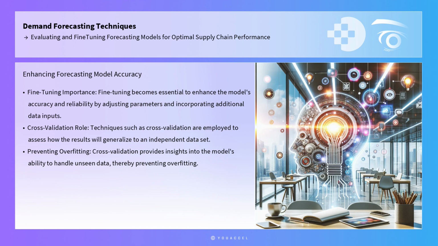This process involves adjusting model parameters and incorporating additional data inputs to better capture the underlying patterns and trends. Techniques such as cross-validation are employed to assess how the results of a statistical analysis will generalize to an independent dataset. Cross-validation provides insights into the model's ability to handle unseen data, thereby preventing overfitting.